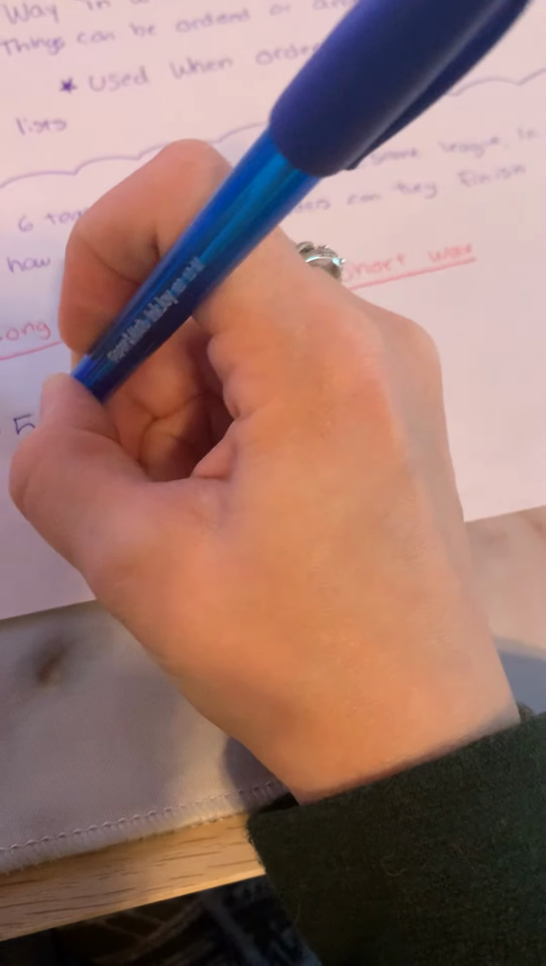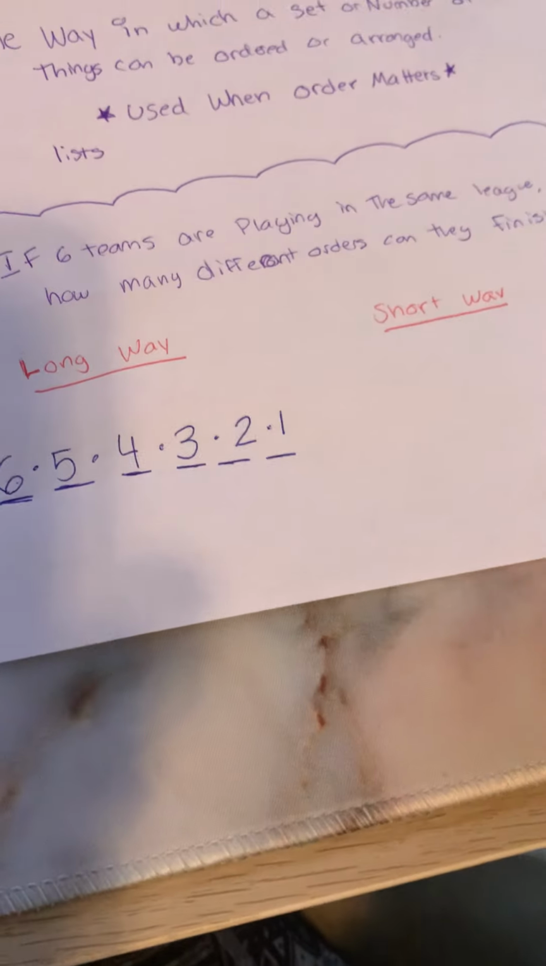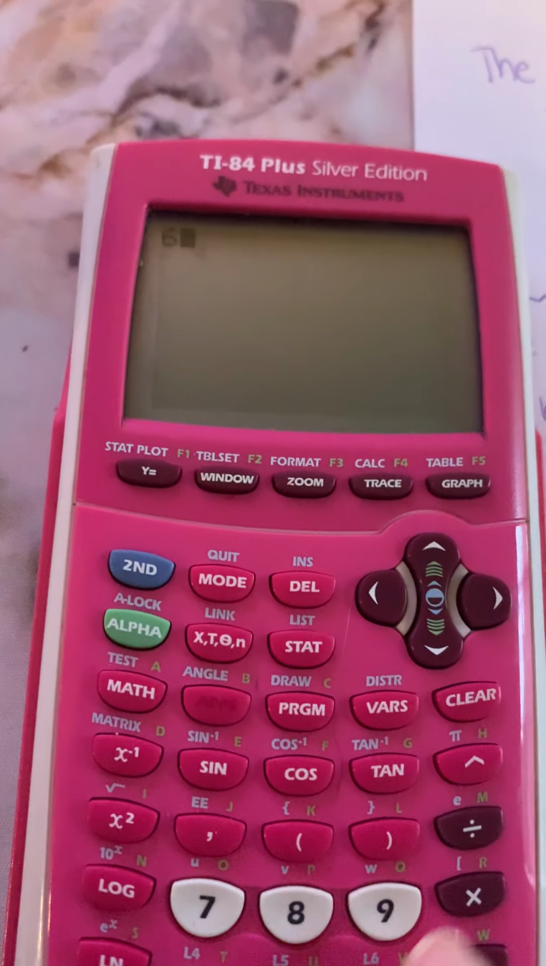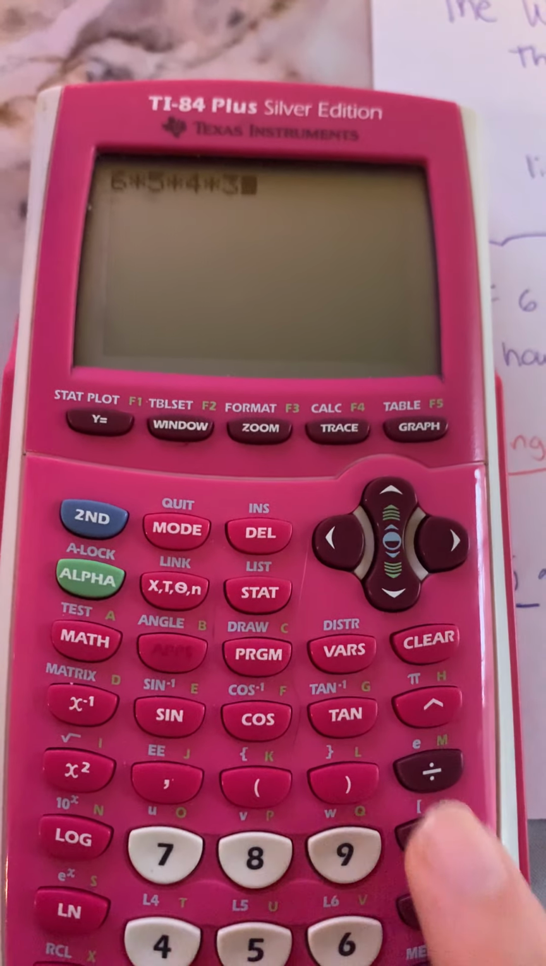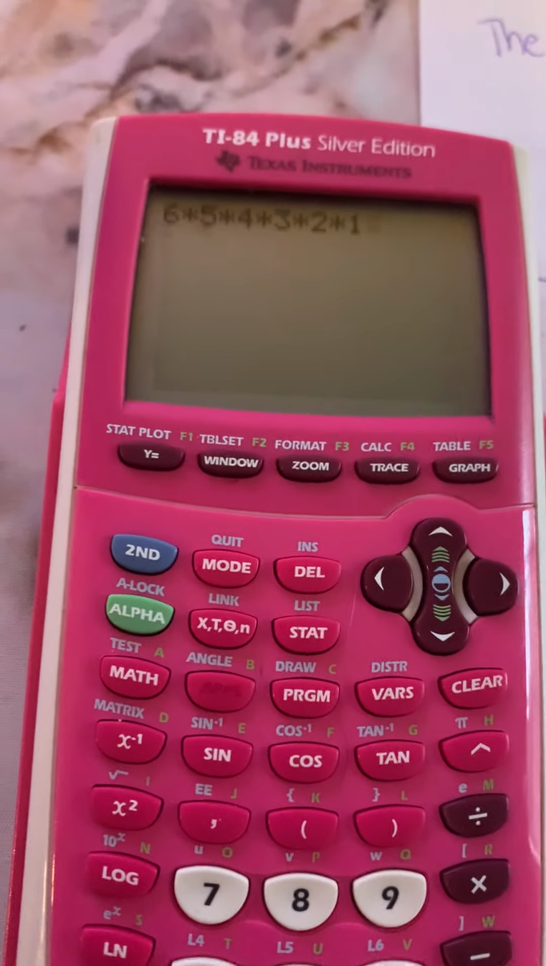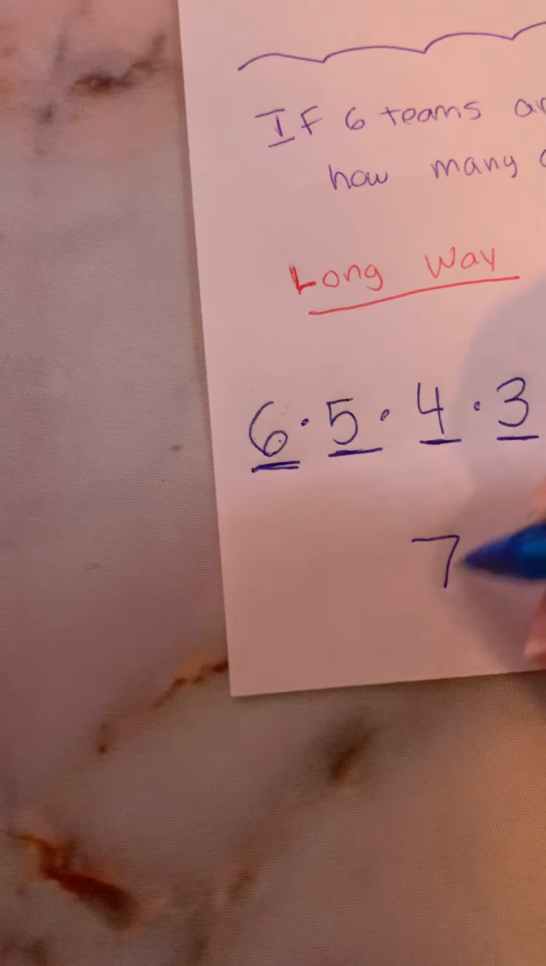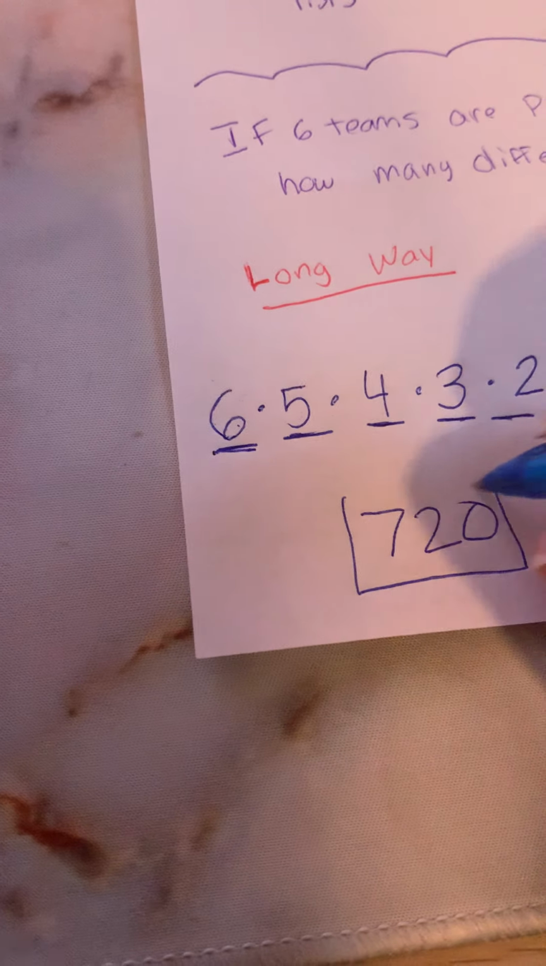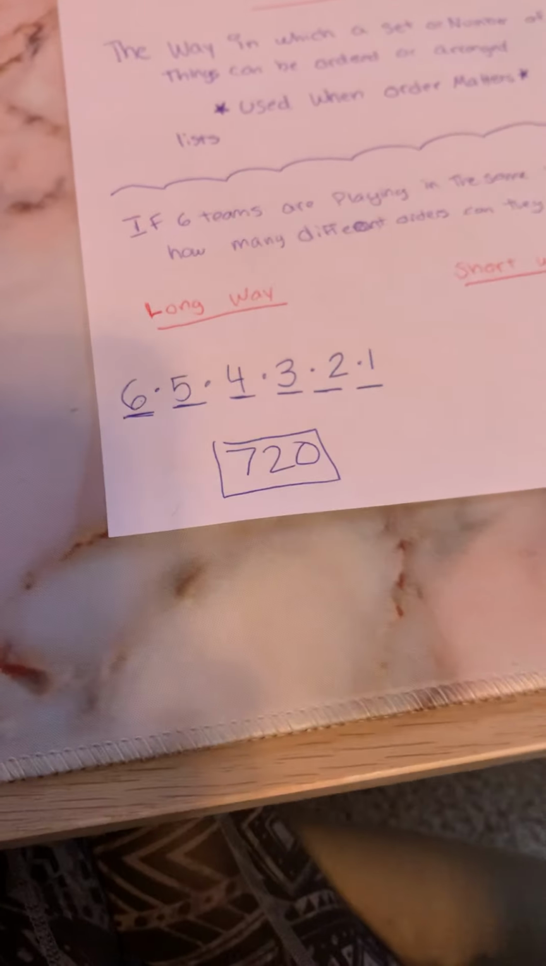Then all you have to do is multiply all those numbers together. So I'm going to do 6 times 5 times 4 times 3 times 2 times 1. Multiply them all together, 720. So there's 720 different ways you could put those teams in order. That's the longer way.